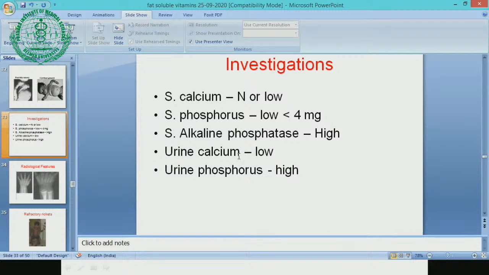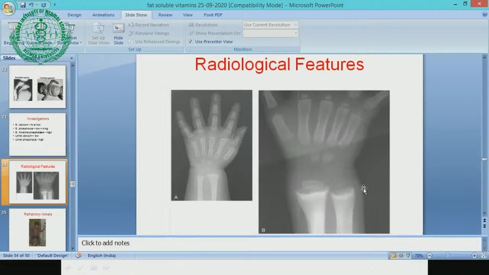Urine calcium is low because the body tries to conserve calcium, so excess urine calcium will be low. And urine phosphorus, because calcium is absorbed, phosphorus is excreted. So there is a high phosphorus in the urine. Okay. This is a very classical radiology picture of rickets.